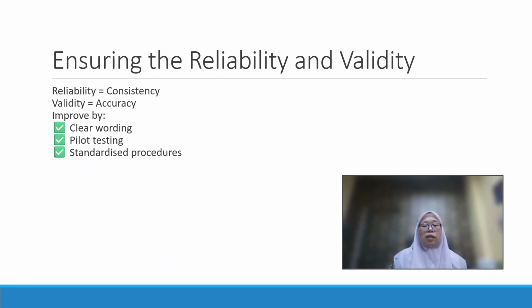Reliable and valid data is the foundation of strong quantitative research. Reliability refers to the consistency of your measurement, whether participants would answer similarly if they were asked again. And validity refers to the accuracy of your instrument. It means whether the question is measuring what it is supposed to measure. You can improve both by ensuring clear instructions, appropriate question wording, and consistent procedures.